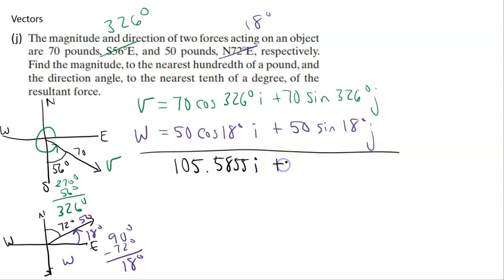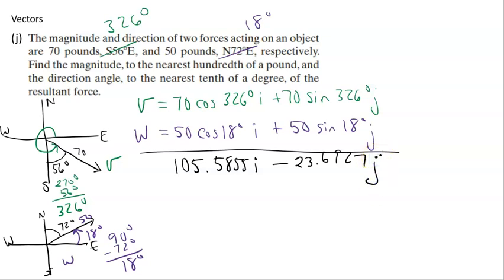Okay. Plus, now I'm going to do it again. 70 times the sine of 326 degrees plus 50 times the sine of 18 degrees. In your calculator, pause it, see what you get. Okay, and I actually got a negative, so I'm going to get rid of my big plus sign that I have a habit of writing down. So minus 23.6927 J. Now, what am I supposed to do with that?